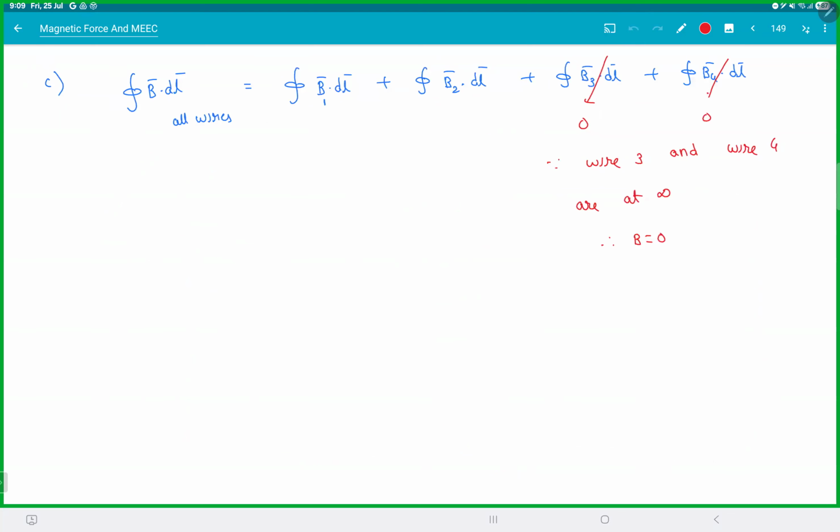So if those two are 0, I know the total, which is mu naught I. I know due to wire 1, which is mu naught I by 2, 1 plus sine theta. That means the balance must be due to wire 2. So this is how you find for wire 2. There is no way to get wire 2 directly.